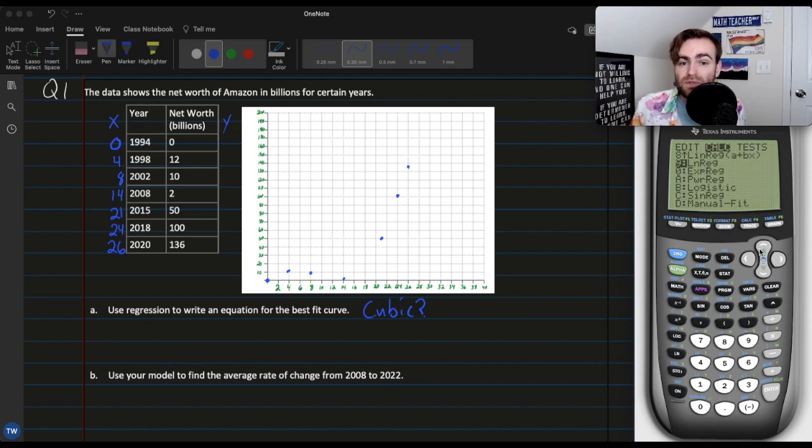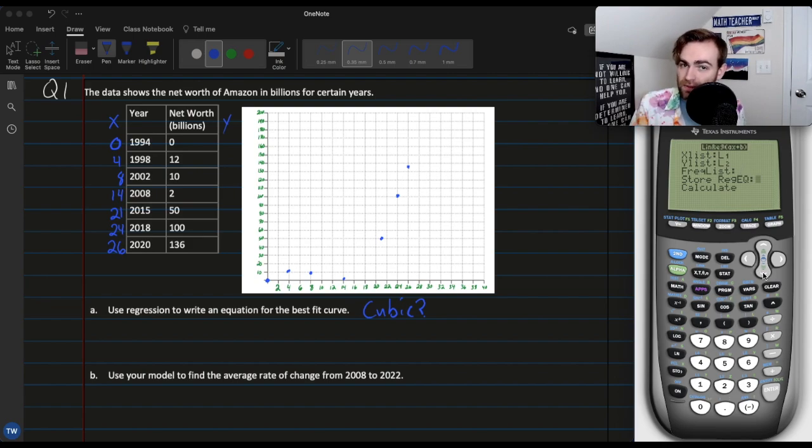So all of those that we talked about before, with a few other ones, but for us, it really doesn't matter too much. We are going to mainly look at linear, quadratic, cubic. So let's look at those and see what happens. So I'm going to hit 4, enter. X is my list 1, Y is my list 2. I don't need to put a frequency list.